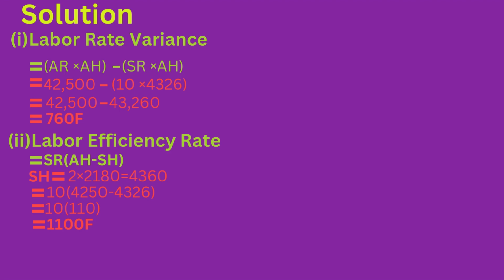So it's 10 into 4,250 minus 4,360. So it's 10 into 110. The difference between 4,250 and 4,360 is 110. So it's 10 into 110, which will get 1,100, which we say it's favorable because the standard hours are greater than the actual hours. So we say it's favorable.